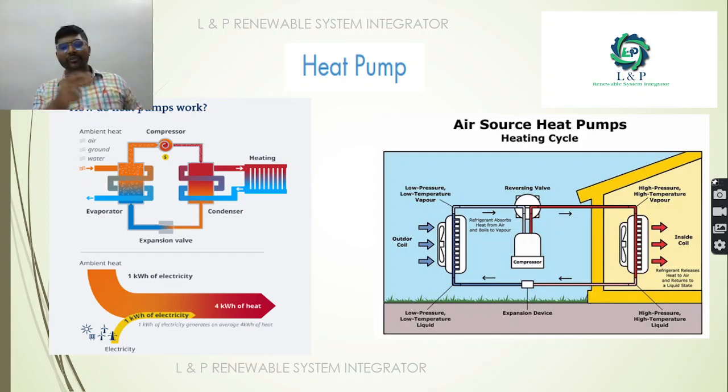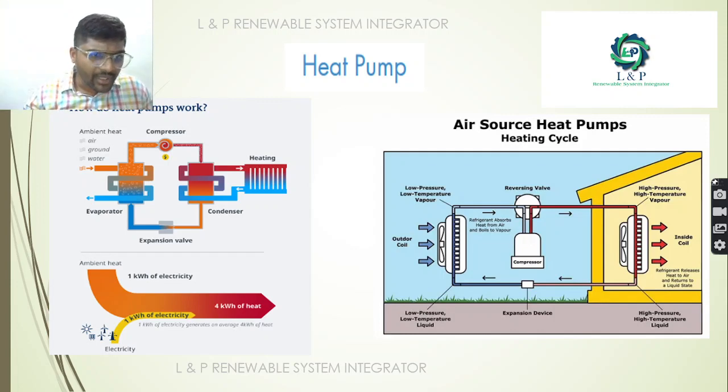Say, for example, if you want to create 4 kilowatts of heat, with the available ambient heat and 1 kilowatt of electricity, it will convert that into 4 kilowatts of heat. So 1 kilowatt of electricity is getting converted into 4 kilowatts of heat. This is how a heating operation is performed in a heat pump. Simple operation. And wherever you require hot water, you need to send it through the evaporators.